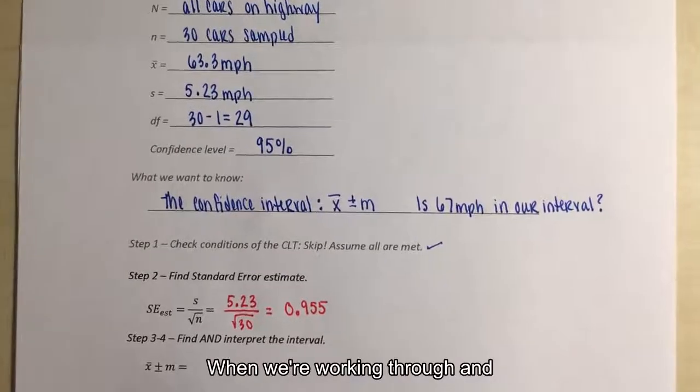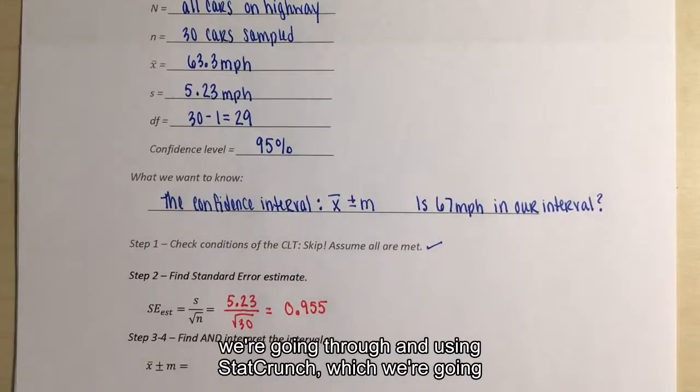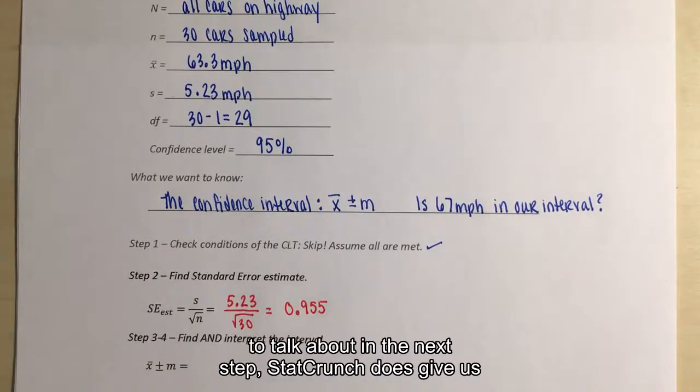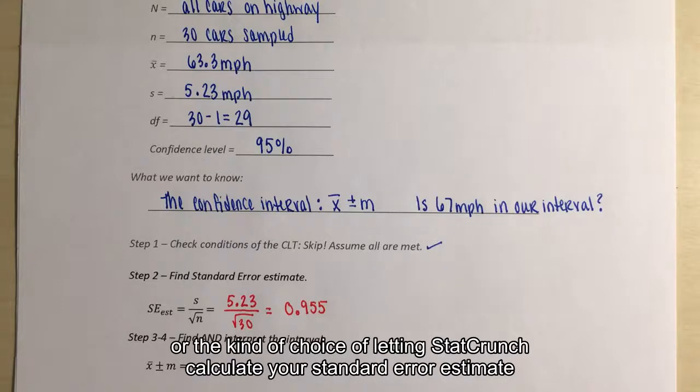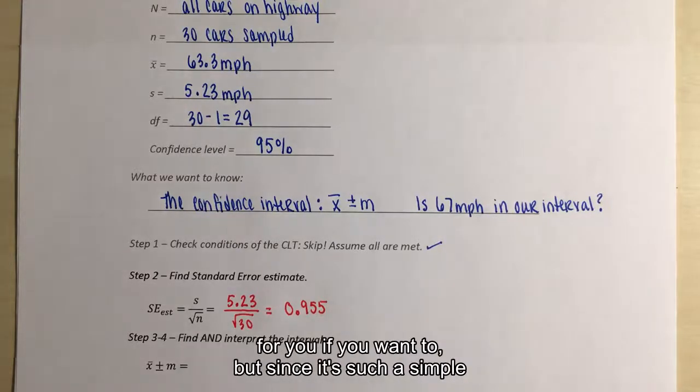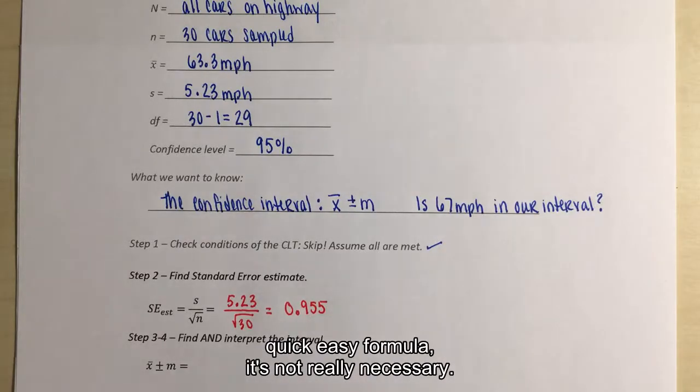When we're using StatCrunch, which we're going to talk about in the next step, StatCrunch does give us additional information, so you do have the choice of letting StatCrunch calculate your standard error estimate for you if you want to, but since it's such a simple, quick, easy formula, it's not really necessary.